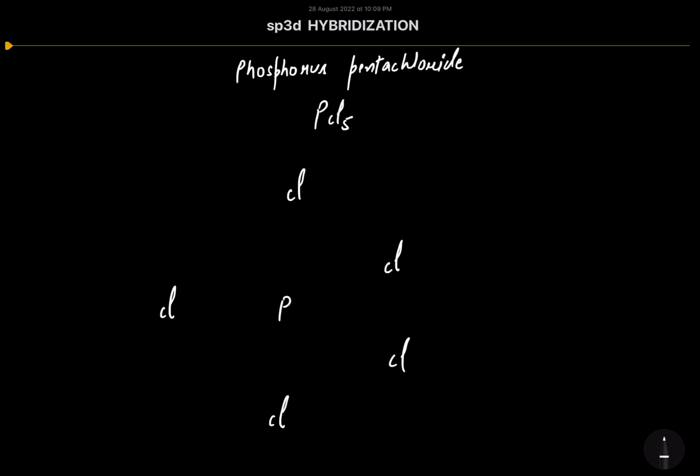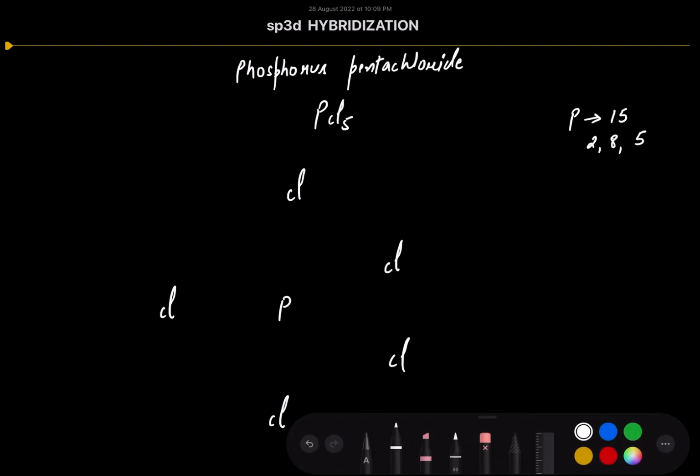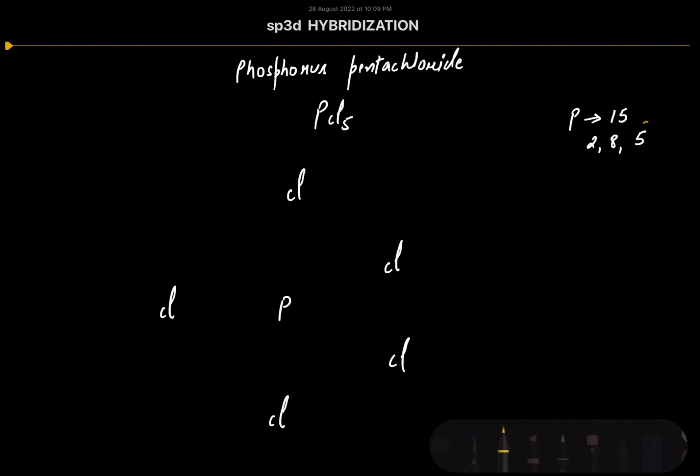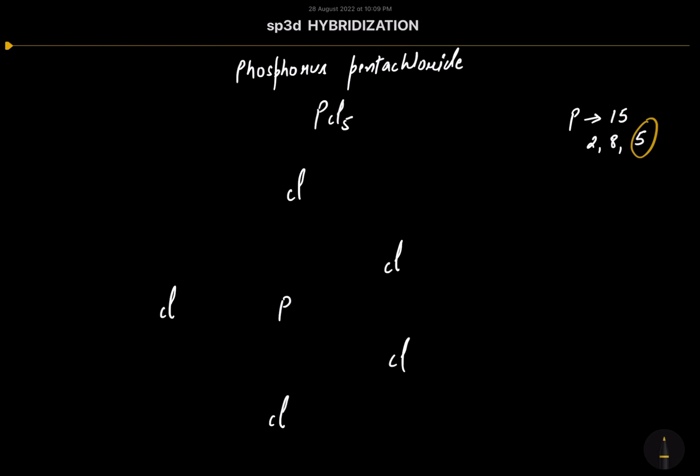Now let's talk about the phosphorus. What's the atomic number of phosphorus? That's 15. So the configuration will be 2, 8, 5. That means phosphorus is having 5 electrons in its outermost shell. So let's mark the 5 electrons around the phosphorus. That's the first electron, second, third, fourth, and the fifth electron.